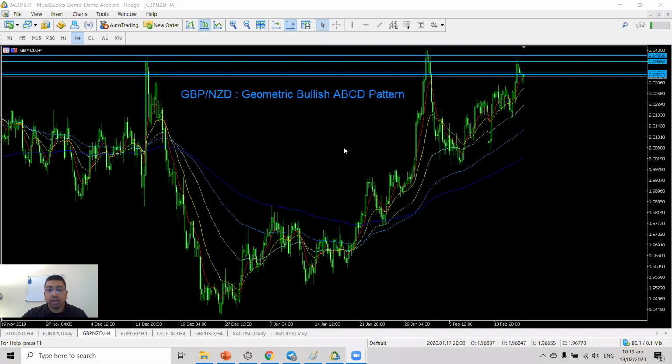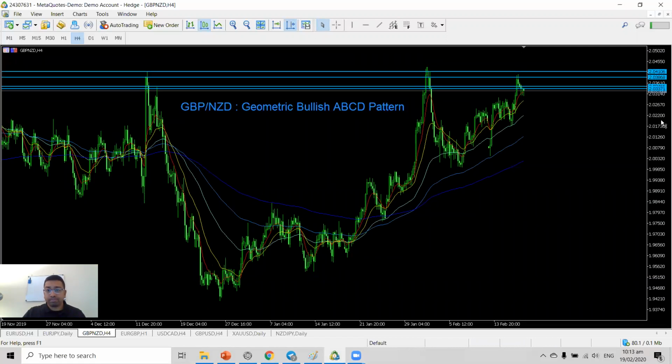At this moment of time, I have spotted potential for more geometric bullish ABCD pattern. Now, this is totally from the perspective of patterns, price patterns, and these are geometric patterns. Okay, so here, for example, at this moment of time, because they are bullish sort of pattern and bullish opportunity, meaning buying opportunity for the GBPNZD.